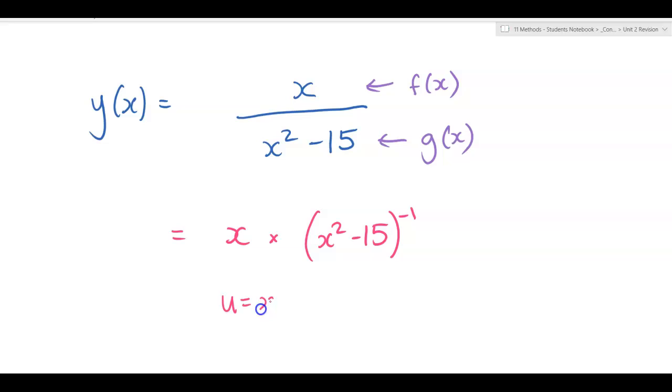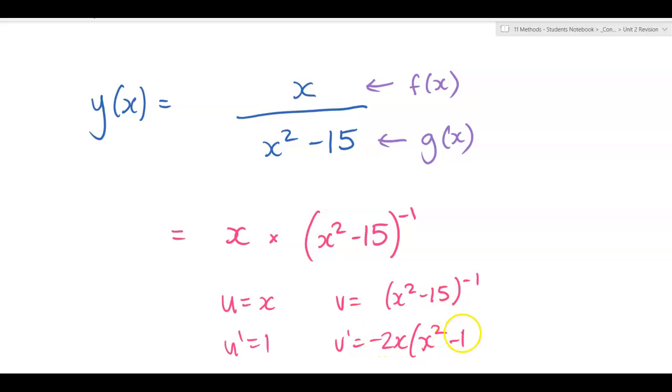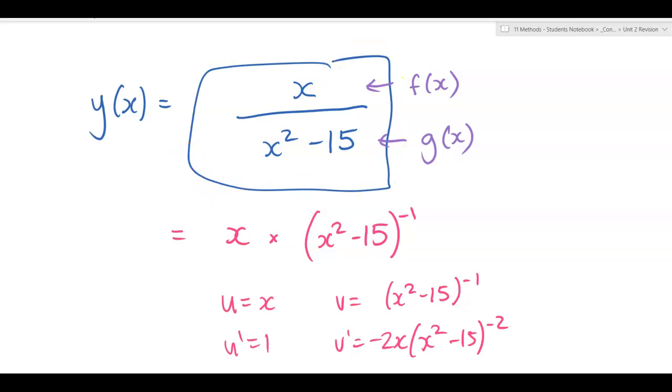And you could say, okay, u equals x, v equals x squared minus 15 to the negative 1, u dash equals 1, v dash equals 2x times x squared, put a negative out the front, minus 15 to the negative 2. So you could do it like that, but I probably would just say when we're looking at this function here, it's an actual function of x on the top. It is not a constant, so we can't manipulate that into a chain rule.